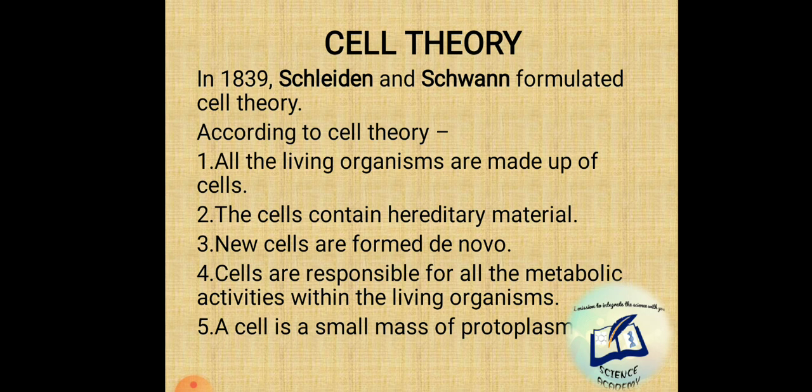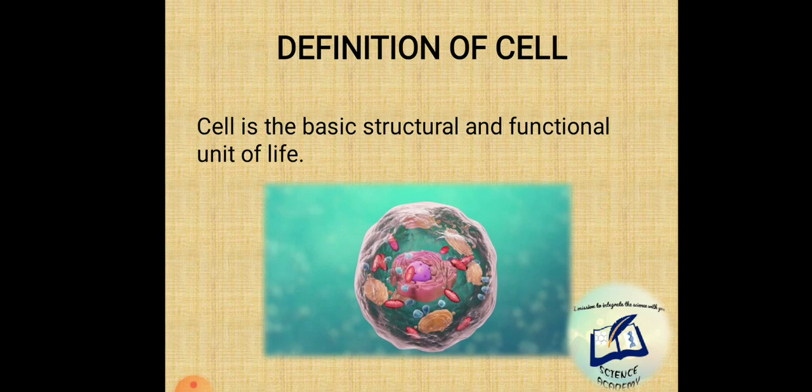Now we will see the definition of cell. We are studying the definition of cell from very basic classes. Let's remind it again. Cell is the basic structural and functional unit of life. Why structural unit of life? Because every living organism is made up of cells. And why functional? Because all life processes of living organisms take place in the cell. So cell is called the structural and functional unit of life. Got it, students? Okay, let's proceed now.